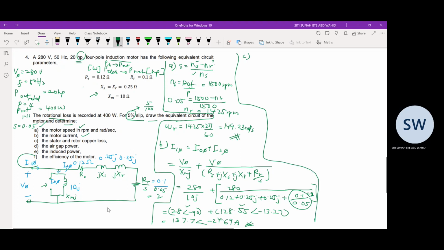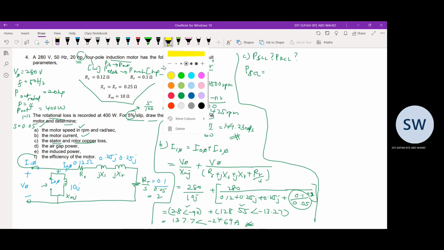C. The stator and rotor copper losses, PSCL, PRCL. If you get this question whereby you are given all these component values and you have all the currents I1, I0, I2, most probably you will be using the formula. You may refer to your notes. PSCL is the losses at the stator.